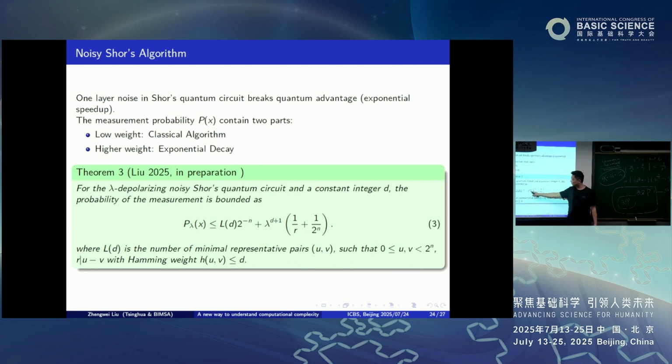So essentially, if the weight is large enough, this is close to 0. That means the higher weight part will be destroyed by the noise. For the low weight part, we can still keep that. That's the effective part of Shor's algorithm in a noisy system. So we can still do factorizations.